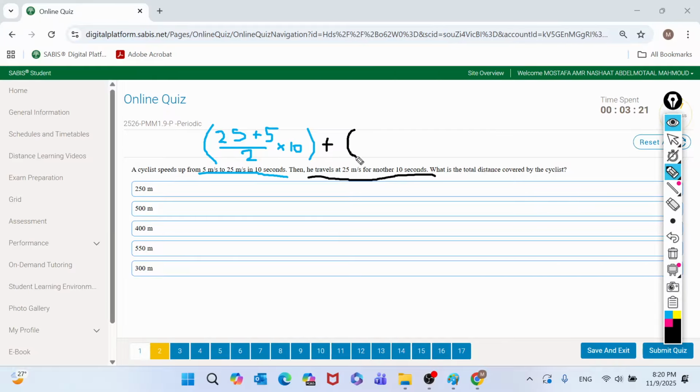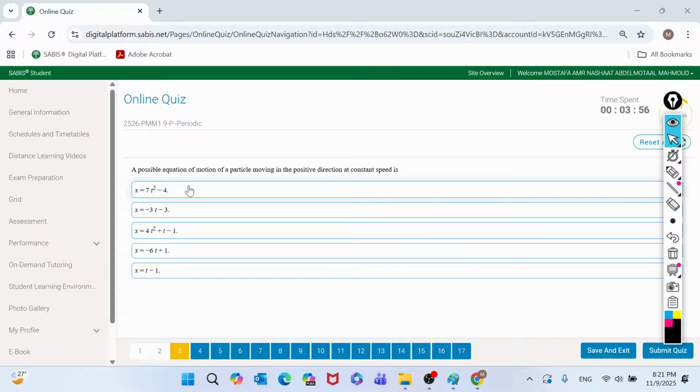Okay. Now we're going to add the second one to it. Plus x equals Vt plus x0. Vt is 25 velocity times time, which is 10. That's going to equal, this part is 150. This one is 250. You get 400. So that's 400 meters.